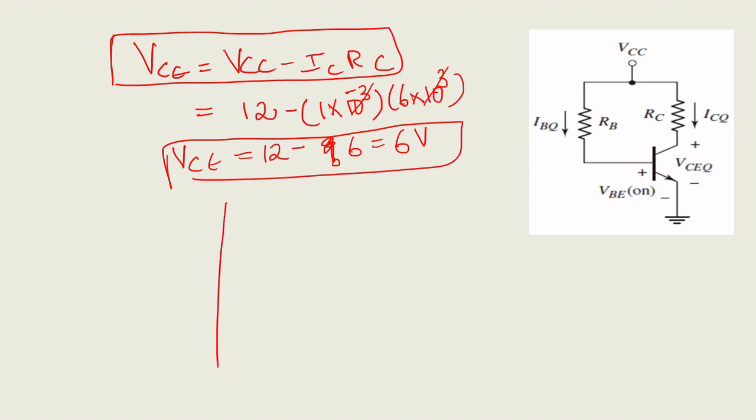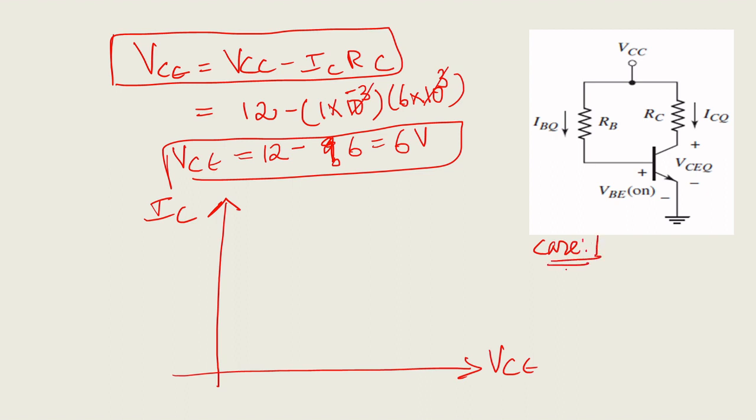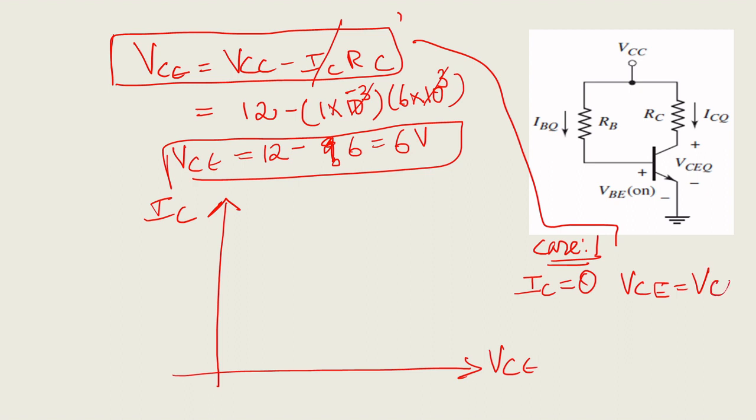Now you draw the output current and output voltage. Now what is the procedure? Case 1. We want to find the maximum VCE. In that condition we want to consider IC equal to 0. If you consider IC 0, this equation becomes VCE equal to VCC. What is VCE here? VCC is given as 12, right? So 12. That is the X point. That is 12. Now case 2.